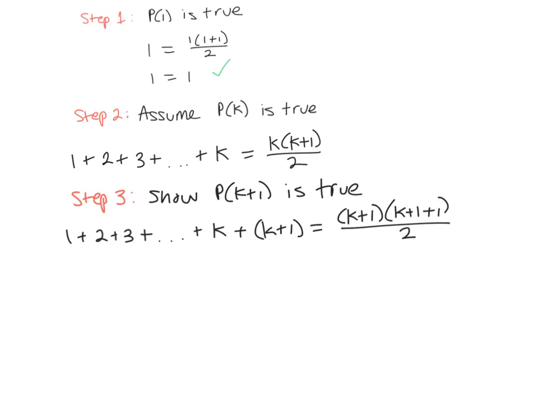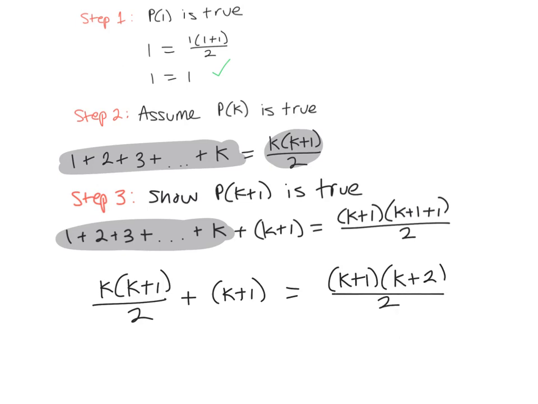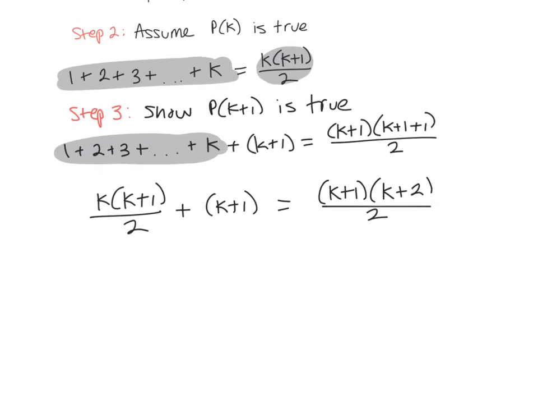So from here, again, we're going to be using that assumption statement because we are basing this whole process off the assumption that this is equal to this. So we see that here. So that means that we can replace all of this with k times (k plus 1) all over 2. And then we still have plus (k plus 1) equals (k plus 1) times (k plus 2) all over 2. So we're trying to prove that this is true.